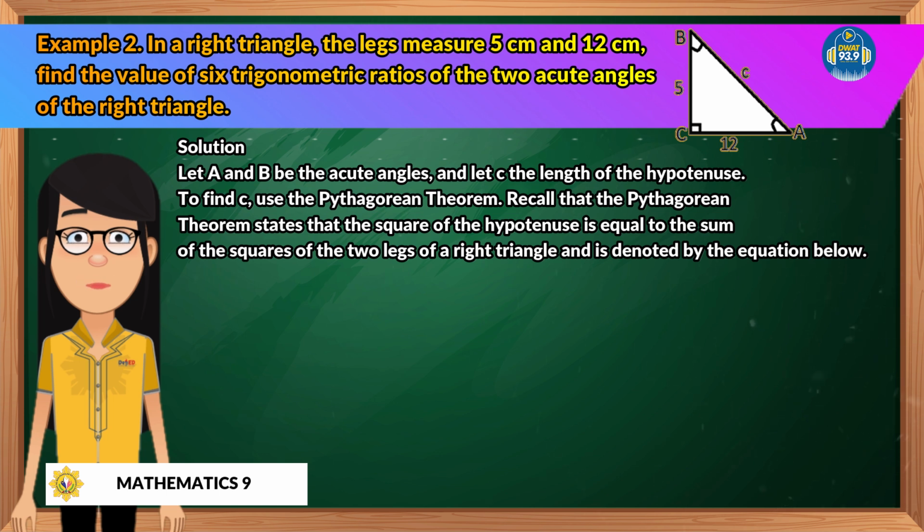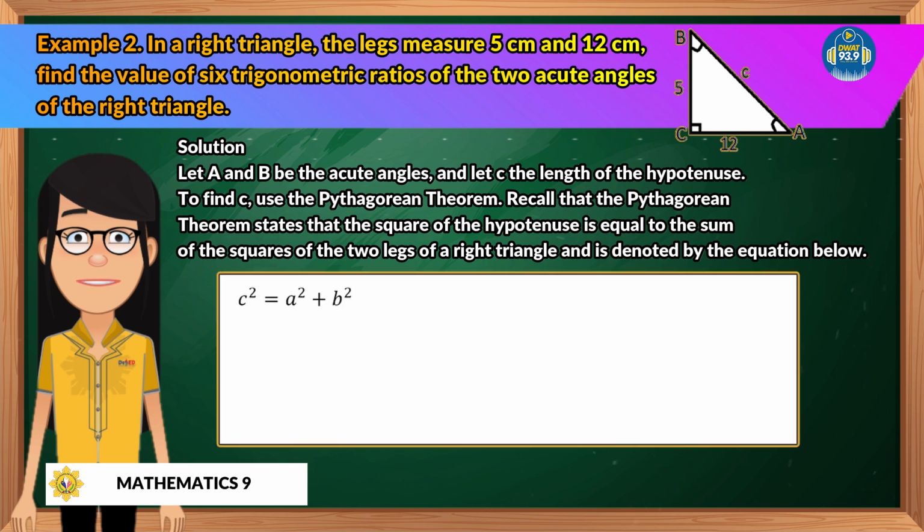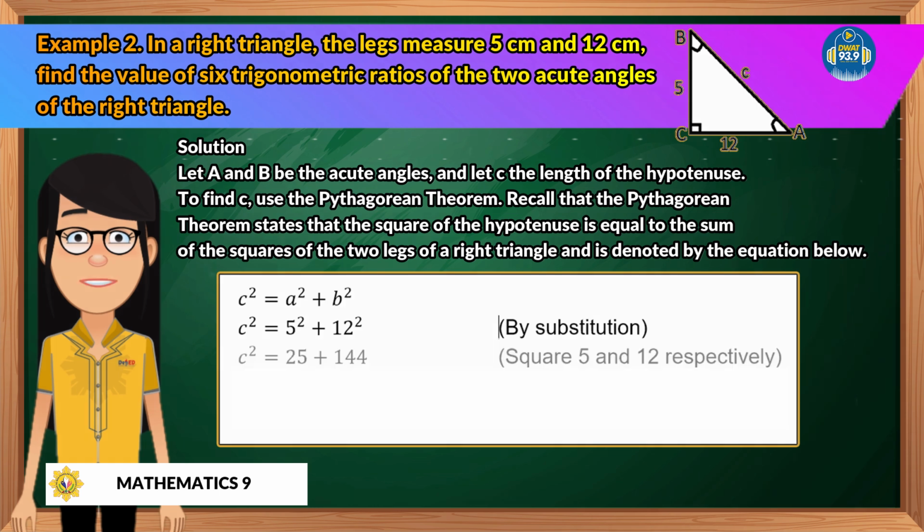Recall that the Pythagorean theorem states that the square of the hypotenuse is equal to the sum of the squares of the two legs of a right triangle, and it is denoted by the equation c² = a² + b². By substitution, we have c² = 5² + 12².